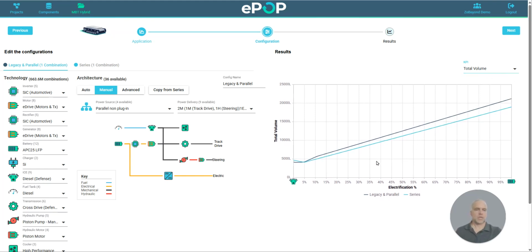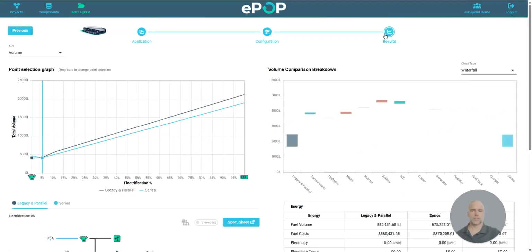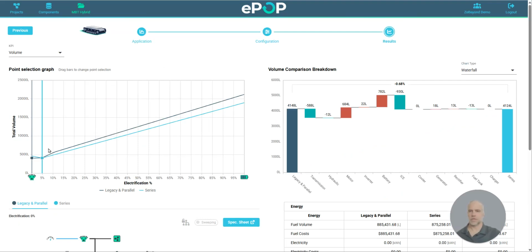So ePOP solves for all battery sizes and electrification configurations here, so that you're seeing A versus B show up on this line. Next, we're going to look at some results. It gives us a little bit finer resolution on the differences between the powertrains.